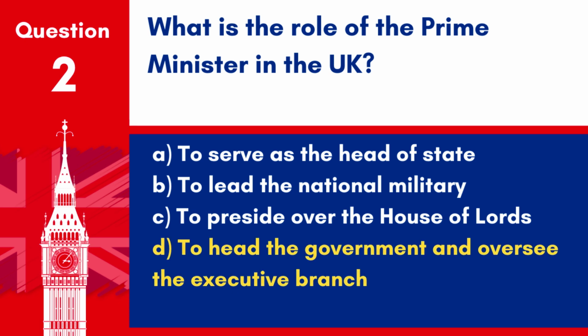Answer: D. To head the government and oversee the executive branch. The Prime Minister of the UK is the head of government, responsible for overseeing the operation of the government and the execution of public policy.